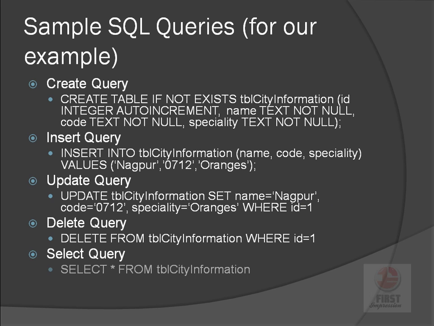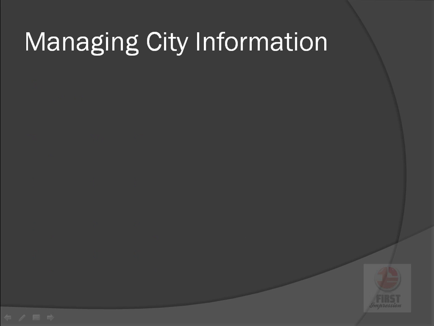And we have the select query. Select star from TBL information. Now this star indicates you have to select all the fields. So whenever we say select star from TBL information where ID equals 1, this indicates select all the fields, that is select ID, name, code, specialty from this table where ID equals 1. So where the ID is 1, you select all the records. Over here we are saying select star from TBL information. This indicates it will select all the fields for all the records in the table TBL information. I hope the queries are clear to you.